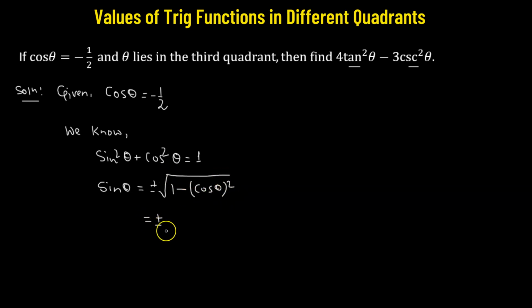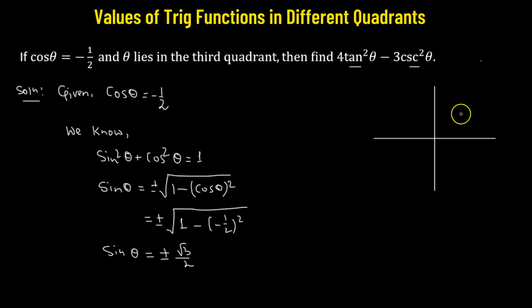We're going to get plus or minus the square root of 1 minus (-1/2) whole squared. This is going to give us plus or minus square root of 3 over 2. So we're getting two values for sine theta, one positive square root of 3 over 2 and the other negative. But we have to be careful here. We're given that theta lies in the third quadrant.